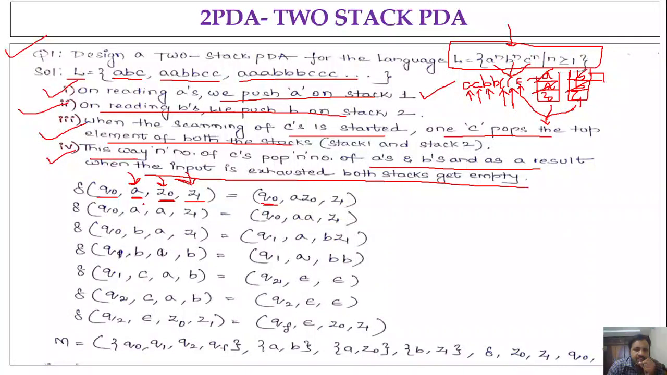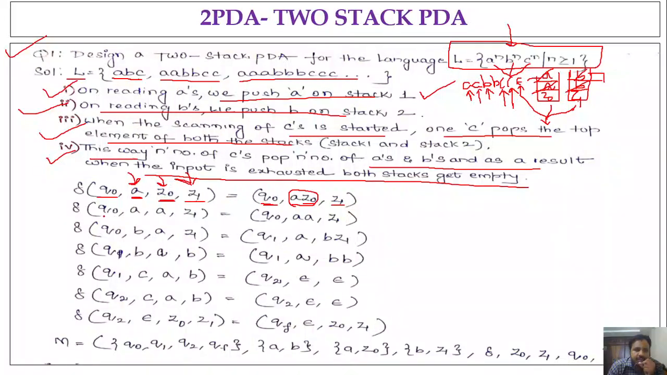Okay, so in which stack we are pushing A? In stack 1, right? So first we have to push Z0 in stack 1 and then A into the stack 1. Okay, so A Z0 comma, and second stack we are just pushing Z1 as it is, right? So this is restoring this, that means stack 2 with Z1. Okay, now that was done.